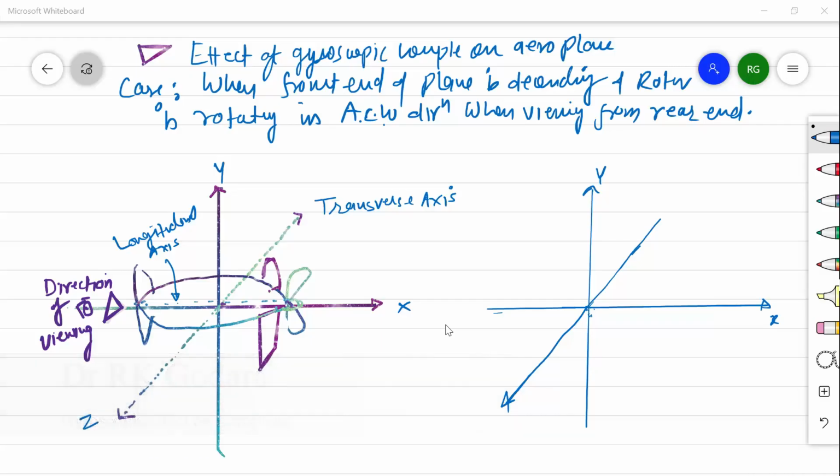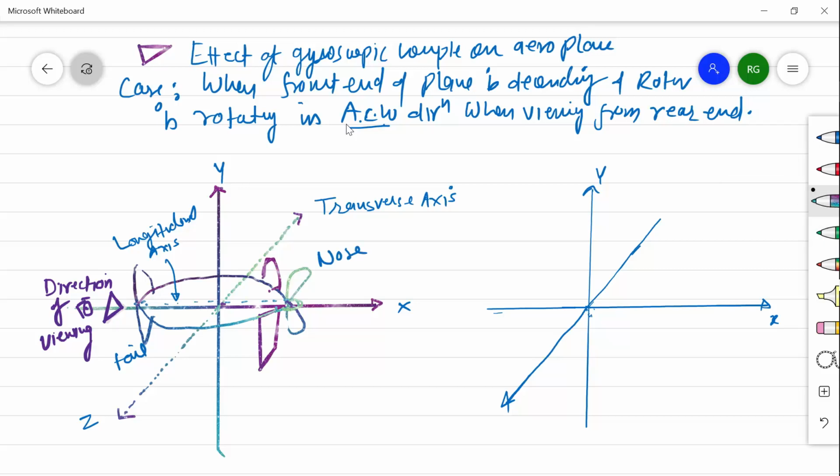Hello everyone, welcome back. In this lecture, we are going to discuss the effect of gyroscopic couple on the aeroplane when the front end of the plane is descending and the rotor is rotating in anti-clockwise direction. Anti-clockwise direction when viewing from the rear end. So this is our rear end and this is the front end or nose of the plane.